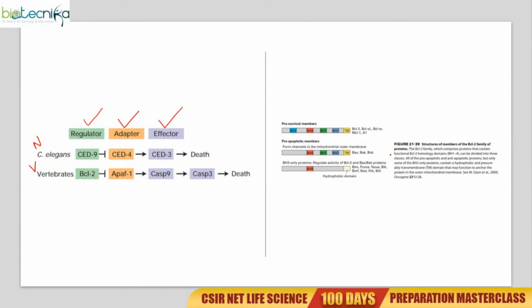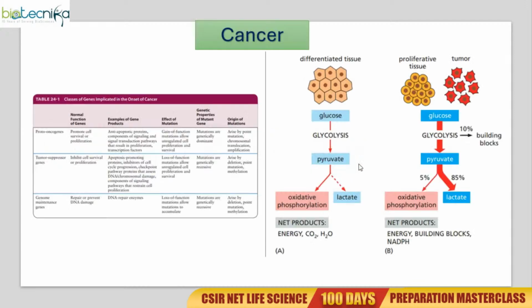Apoptosis, as you might be aware, is regulated by the BCL2 family of proteins, right? The BCL2 family is again classified as pro-survival and pro-apoptotic. So you can use some code words or mnemonics in order to remember and differentiate the names of these proteins.